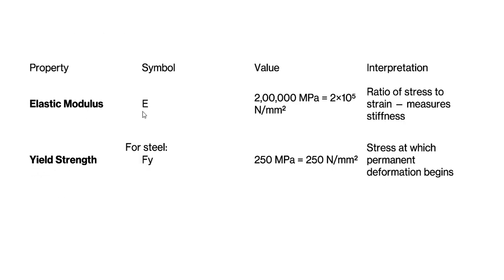So the elastic modulus is E equal to 2 lakh MPa, 2 into 10 power 5 Newton per mm square, the ratio of stress to strain. Yield strength for steel, Fy equal to 250 MPa, 250 Newton per mm square, is the stress at which permanent deformation begins. This 250 is where permanent deformation begins.